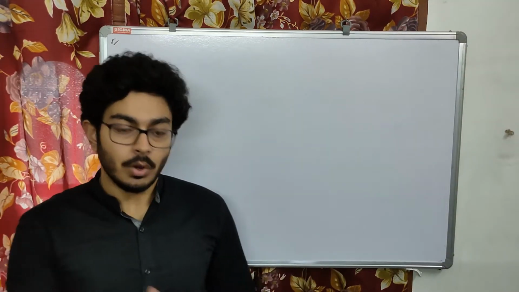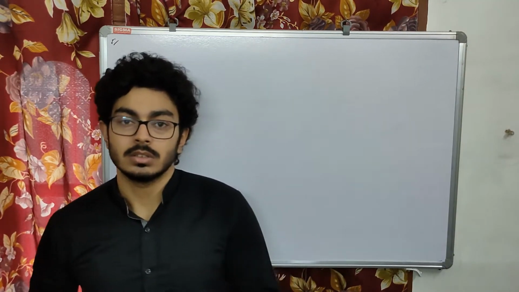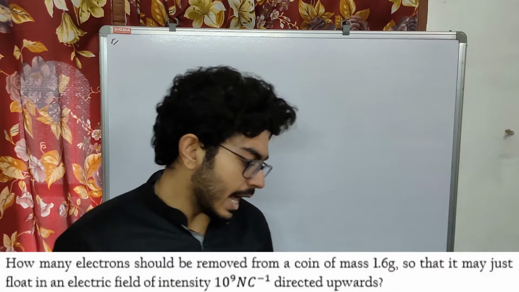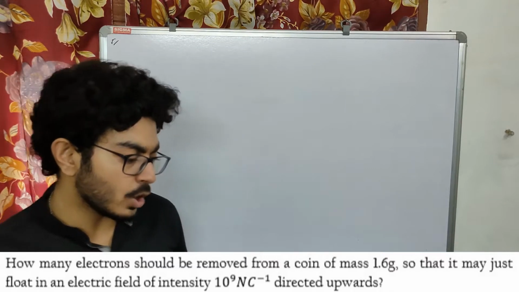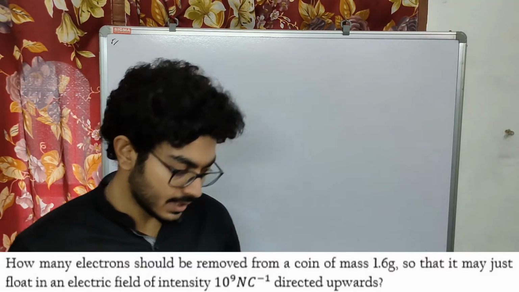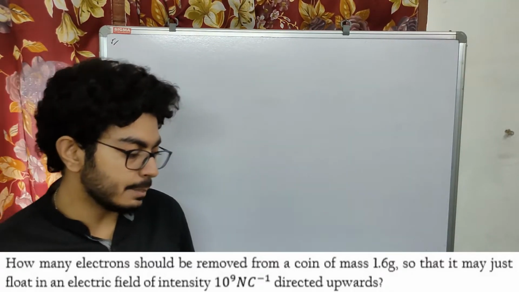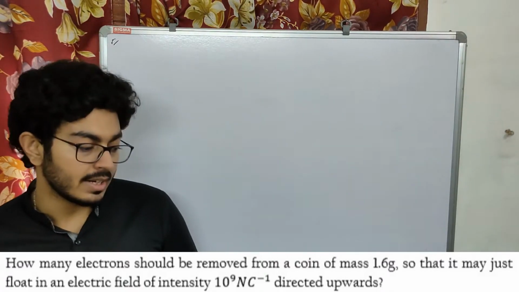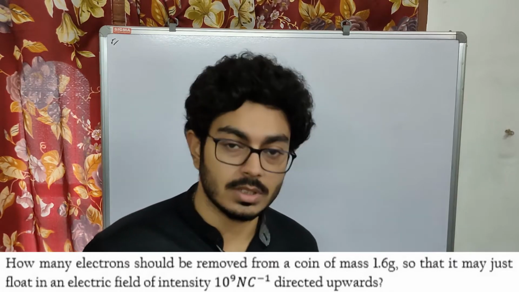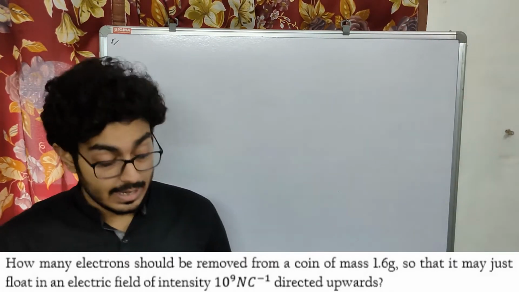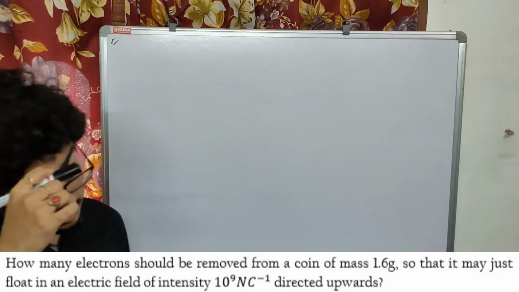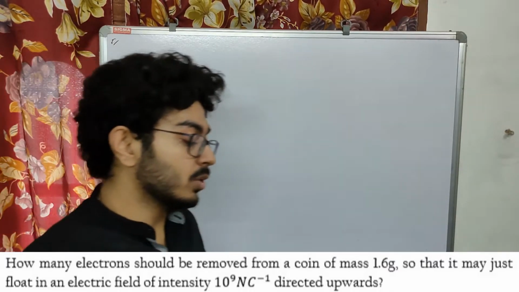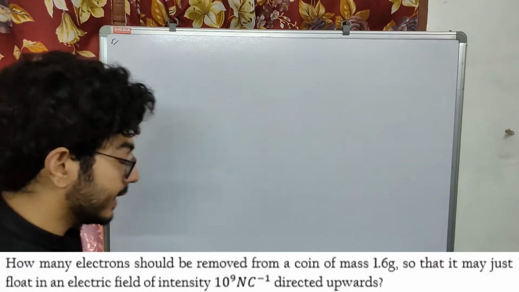Okay, so now we are going to our next question. So find out what it is saying. It is saying how many electrons should be removed from a coin of mass 1.6 gram so that it may just float in an electric field of intensity 10 to the power 9 Newton per Coulomb directed upwards. This is a very interesting question, and this is very easy also. You need to find out the concept behind it. So let us just find out.